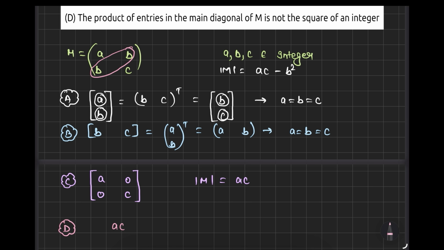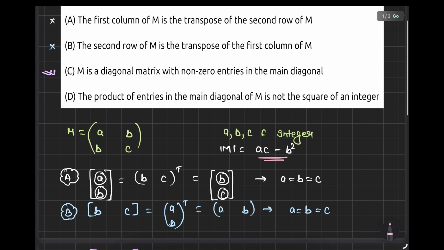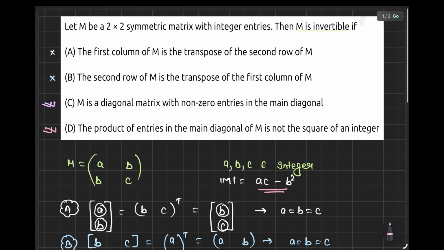If it is equal to the square of an integer, then only it will become 0. It's a non-zero quantity. This means what? Option D is also correct. In this case also you will have an invertible matrix.